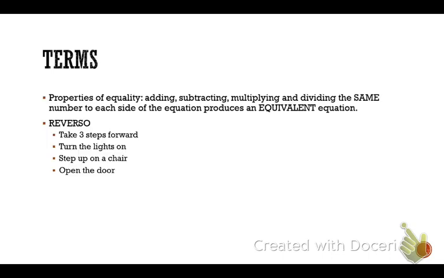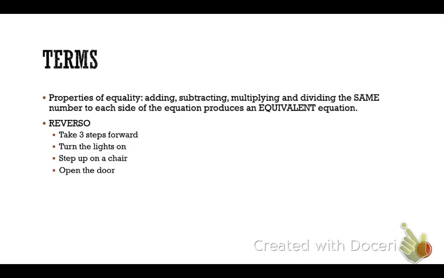All right, so the first thing we'll start with are some terms. The properties of equality. You have a few blanks here in your notes. That deals with adding, subtracting, multiplying, and dividing the same number to each side of the equation, and that produces an equivalent equation. What is it saying? You can do what we call opposite operations to get the variable by itself, and really that's our main goal, what we're trying to do. So go ahead and fill those in. Then we're going to talk about this idea of opposites.